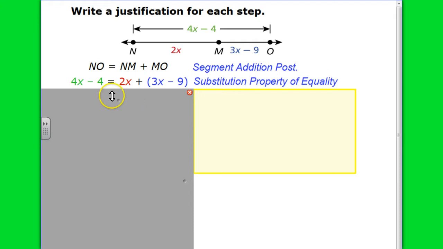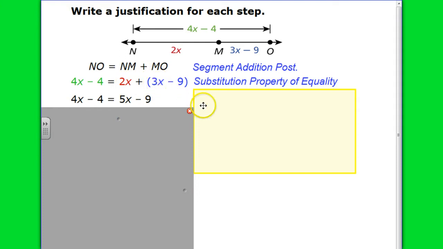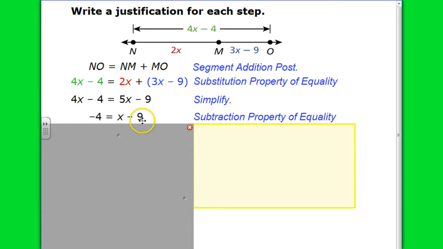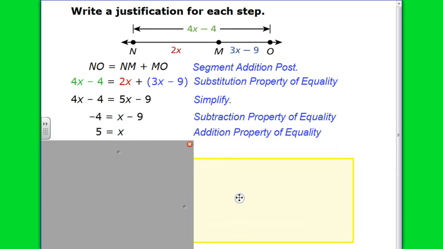Now, what can we do with that? How about if we simplify the right side? 2x plus 3x is 5x. That's just simplifying. We're ready now to collect the variables to one side, and so we can subtract 4x from both sides, right? And that's our subtraction property of equality. Notice it wasn't shown, but that's what we know happened, because 5x minus 4x gives us 1x. Now how can we get x alone? Yep, we're going to add 9 to both sides, and that's the addition property of equality.